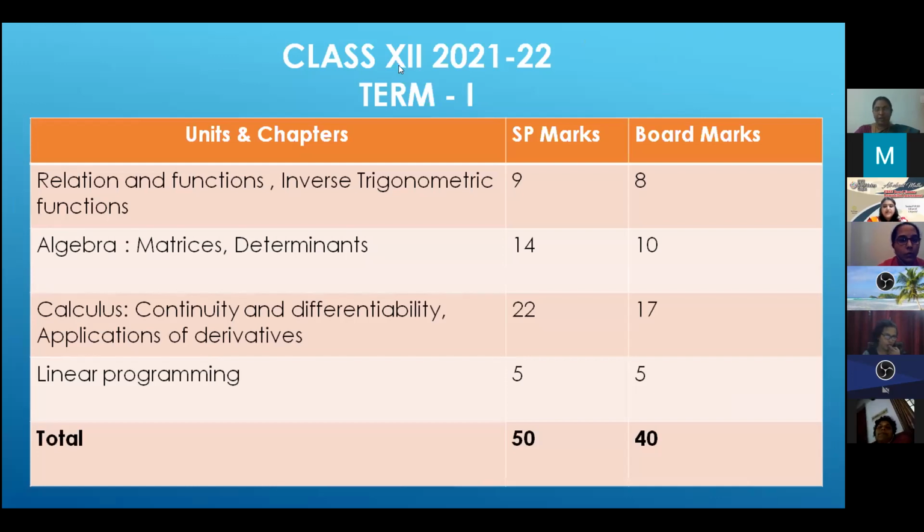This is class 12 also. On an average, I have done relations and functions and inverse trigonometric functions together 9 marks, matrices and determinants 14, continuity and differentiability 22 marks, and linear programming 5 marks. In the paper it is total 50, and according to the board the given weightage is 8, 10, 17 and 5.